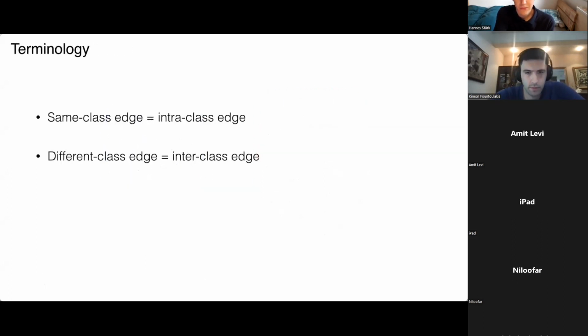Some terminology: in this talk, I will keep using interchangeably things like same-class edge and intra-class edge. Those are the same thing. Different-class edge and inter-class edge are also the same thing. A same-class edge is an edge where both nodes are in the same class, and an inter-class edge is the opposite.